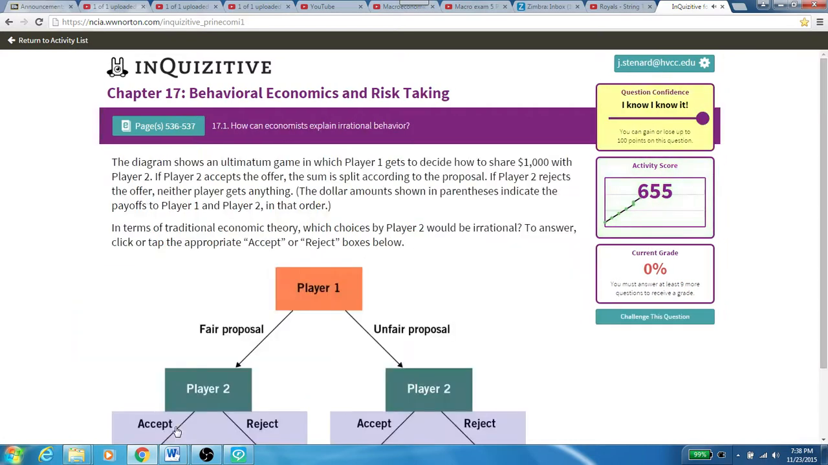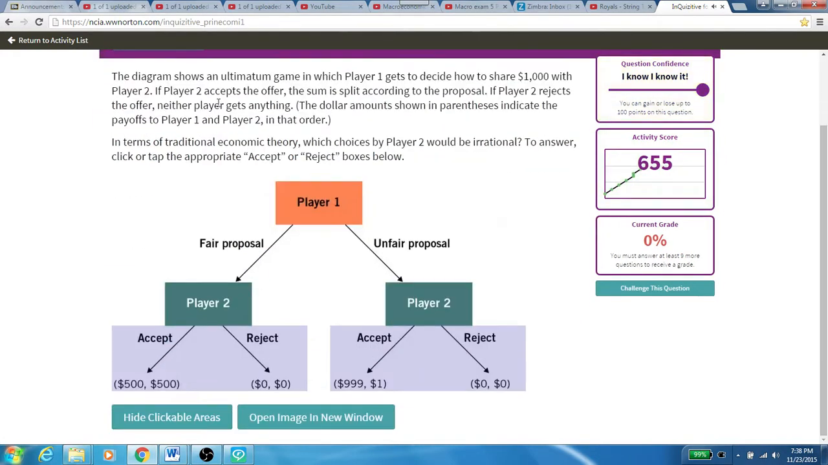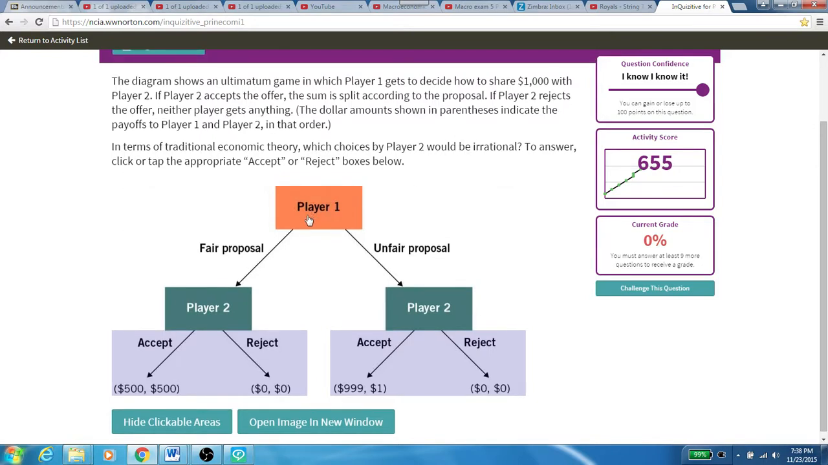All right, good. Here we are. The diagram shows an ultimatum game in which player 1 decides how to share $1,000. Player 1 could make a fair proposal and they would both accept it. Or if player 2 rejects the fair proposal, neither one gets anything. Player 1 could also offer a terribly unfair proposal where player 1 says, I'll keep $999 and you get $1. And player 2 could reject that, where neither one of them would get anything.